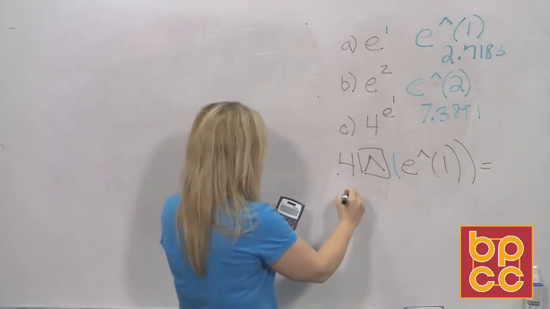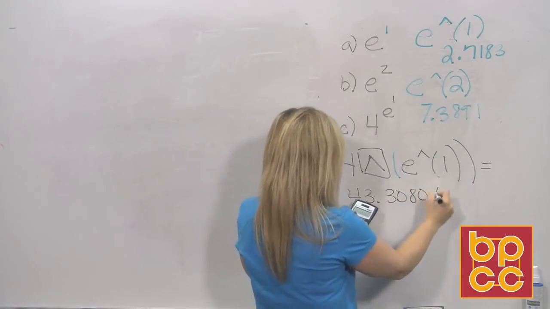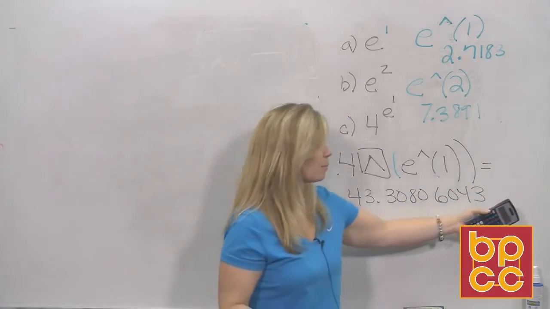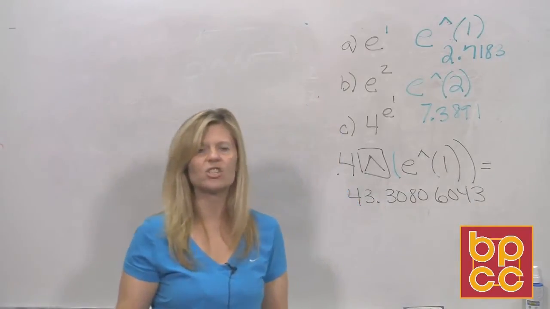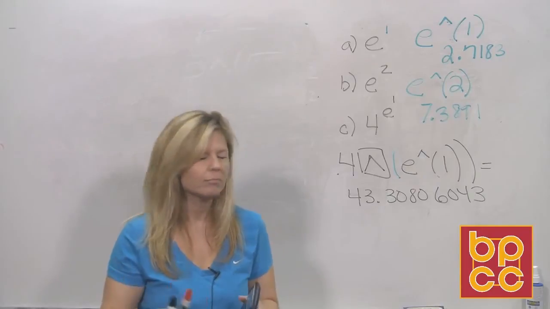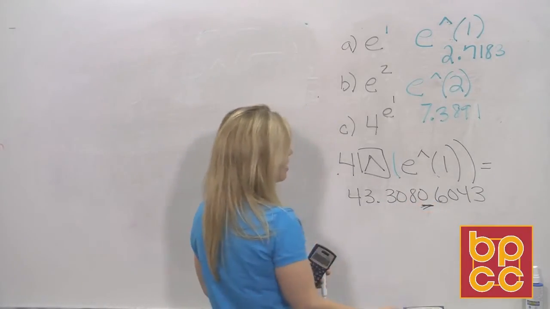You get a lovely decimal, 43.30806043. If you're getting a couple more digits than me, it's okay. Every calculator screen holds a certain amount. We have to go 4 place values, 1, 2, 3, 4, to the nearest 10,000.